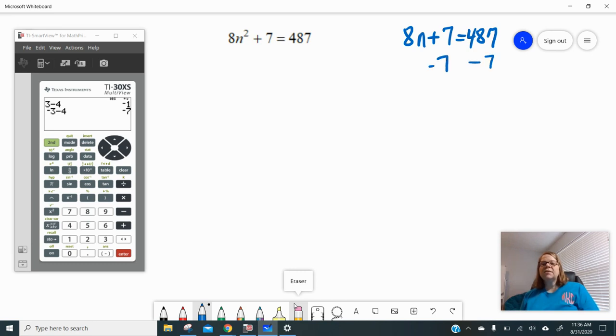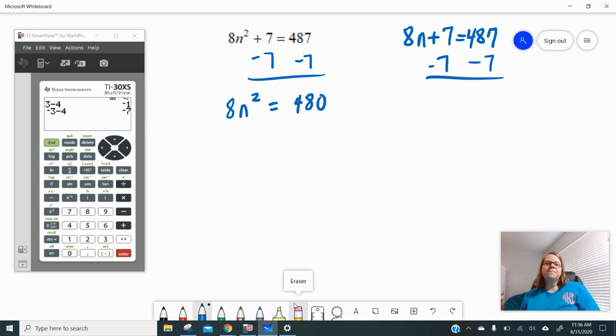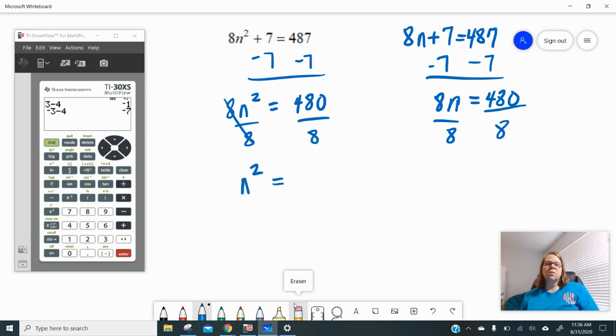You would subtract 7 on both sides first. So we're going to do the same thing. It's very similar to a regular equation. Over here, we would get 8n equals 480. And then in this situation, we would divide both sides by 8 and get our answer. And here we're going to do the same thing. Divide both sides by 8 and get our answer. Whereas here, we would get n equals. Here, we're going to be left with n squared.